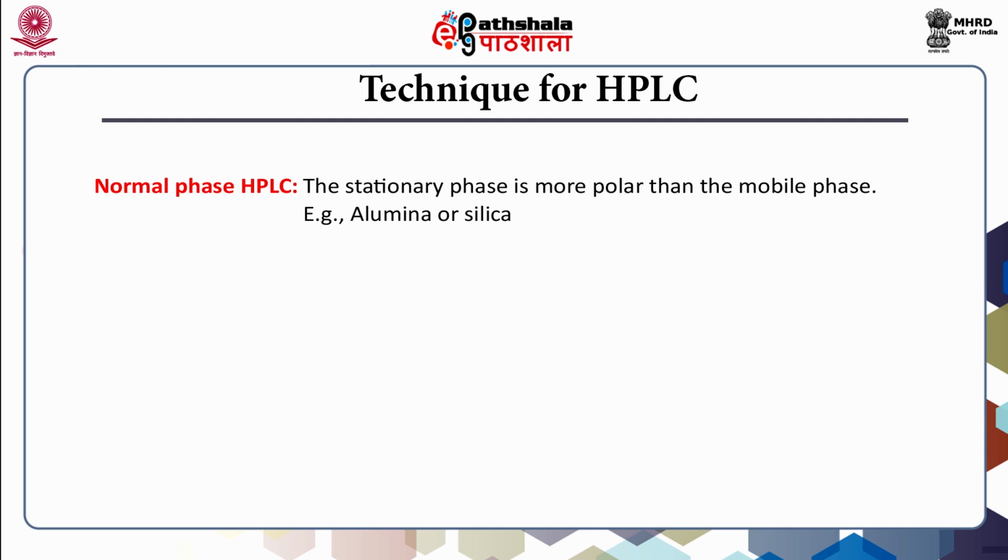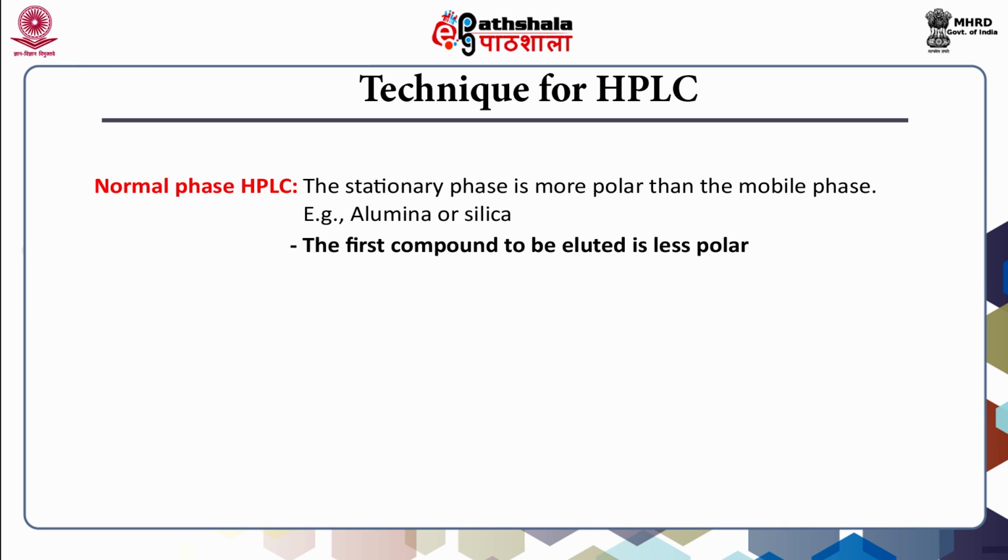In this kind of HPLC technique, the first compound that comes out of the column is less polar. Why? Because the stationary phase is more polar, so more polar compounds will be attached to the stationary phase. That is why the more non-polar compound will come out of the column first in normal phase HPLC.